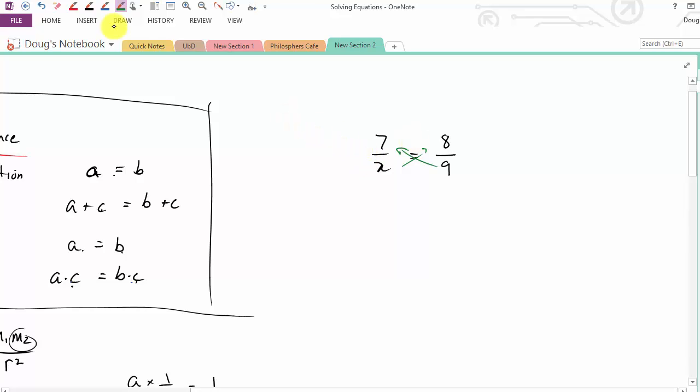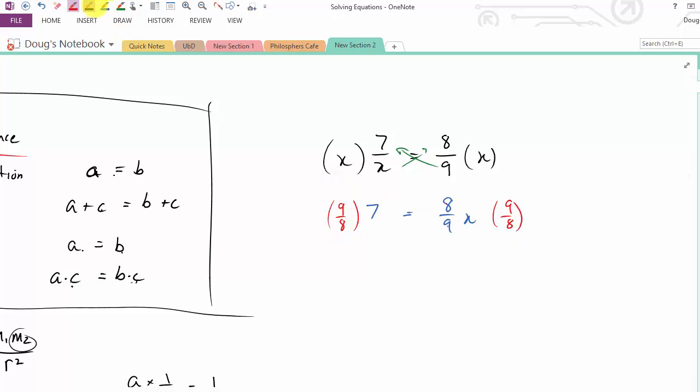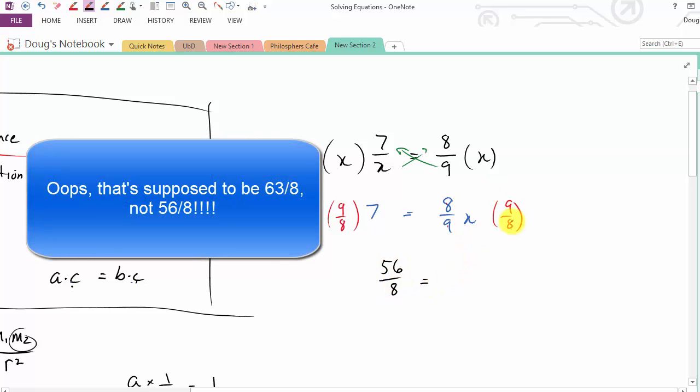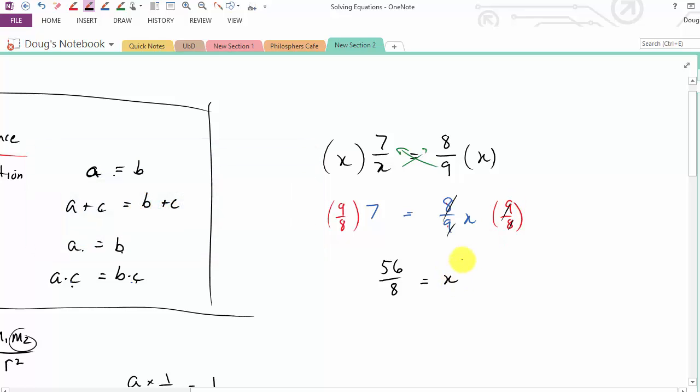If I want to isolate the x, first I'll multiply both sides by x, so that gives me 7 equals 8 over 9 times x, and then I'll multiply both sides by the reciprocal of this. And then I get 63 over 8 equals x. Anyways, maybe that helps someone.